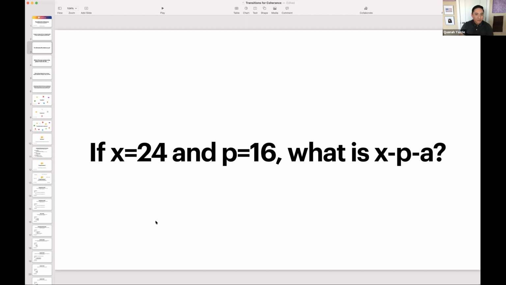So just think about that. The next one is, what is the next number in this pattern?